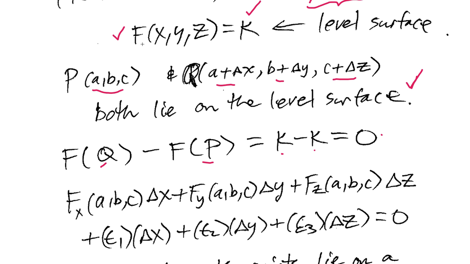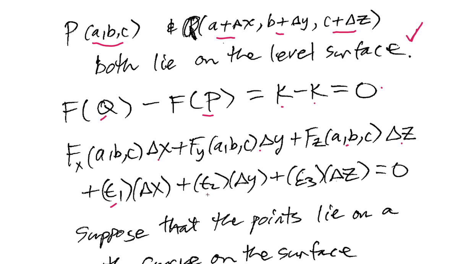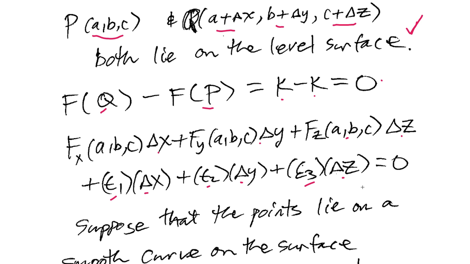Since F is assumed to be a differentiable function of x, y, and z, that means the change of this kind is going to be F sub x at (a, b, c) times delta x, plus F sub y at (a, b, c) times delta y, plus F sub z evaluated at (a, b, c) times delta z, plus these error terms, epsilon 1, epsilon 2, epsilon 3, multiplied by the change in x, the change in y, and the change in z. The epsilon 1, epsilon 2, and epsilon 3 go to 0 as the changes in x, y, and z go to 0. So we have three independent variables this time: x, y, and z.